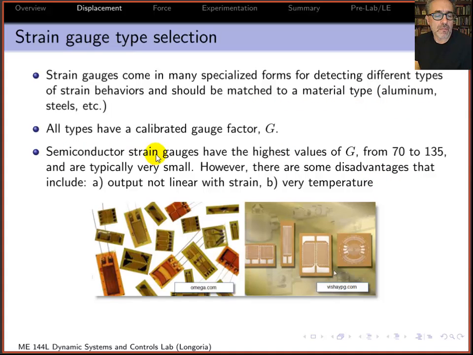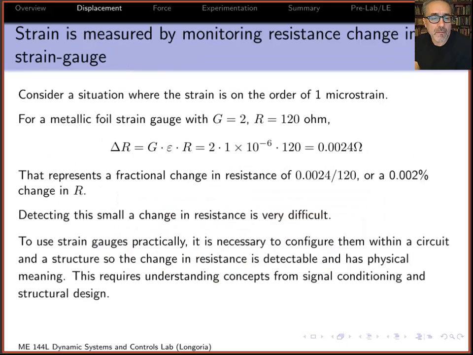And as I said earlier, the semiconductor strain gauges have the highest gauge factor, but you do have some disadvantages in that the output is typically not linear with strain, and also they're very temperature dependent. So how do we use them? Well, the strain is being monitored by monitoring the resistance change. So it's an electromechanical conversion. You're going to be monitoring how R changes, not necessarily the value of R, but how much it is changing from the nominal value. So we use that basic relationship for the gauge factor, and here's a little example.